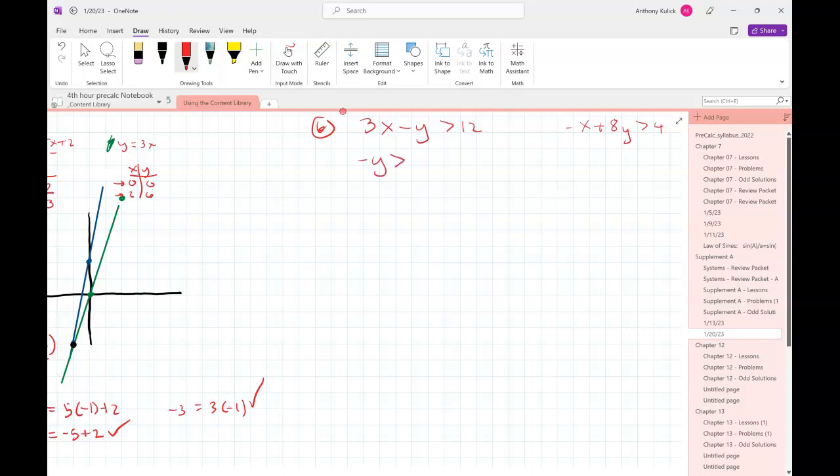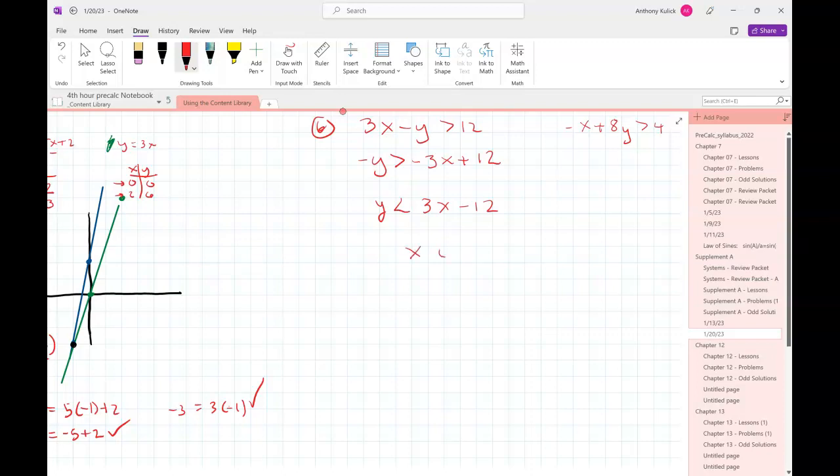Subtract 3x to start. Notice that the inequality symbol doesn't change when I add or subtract things from both sides. What do I have to do next? Divide by -1. Notice when I do that, though, the inequality symbol switches direction, right? It goes from greater than to less than.